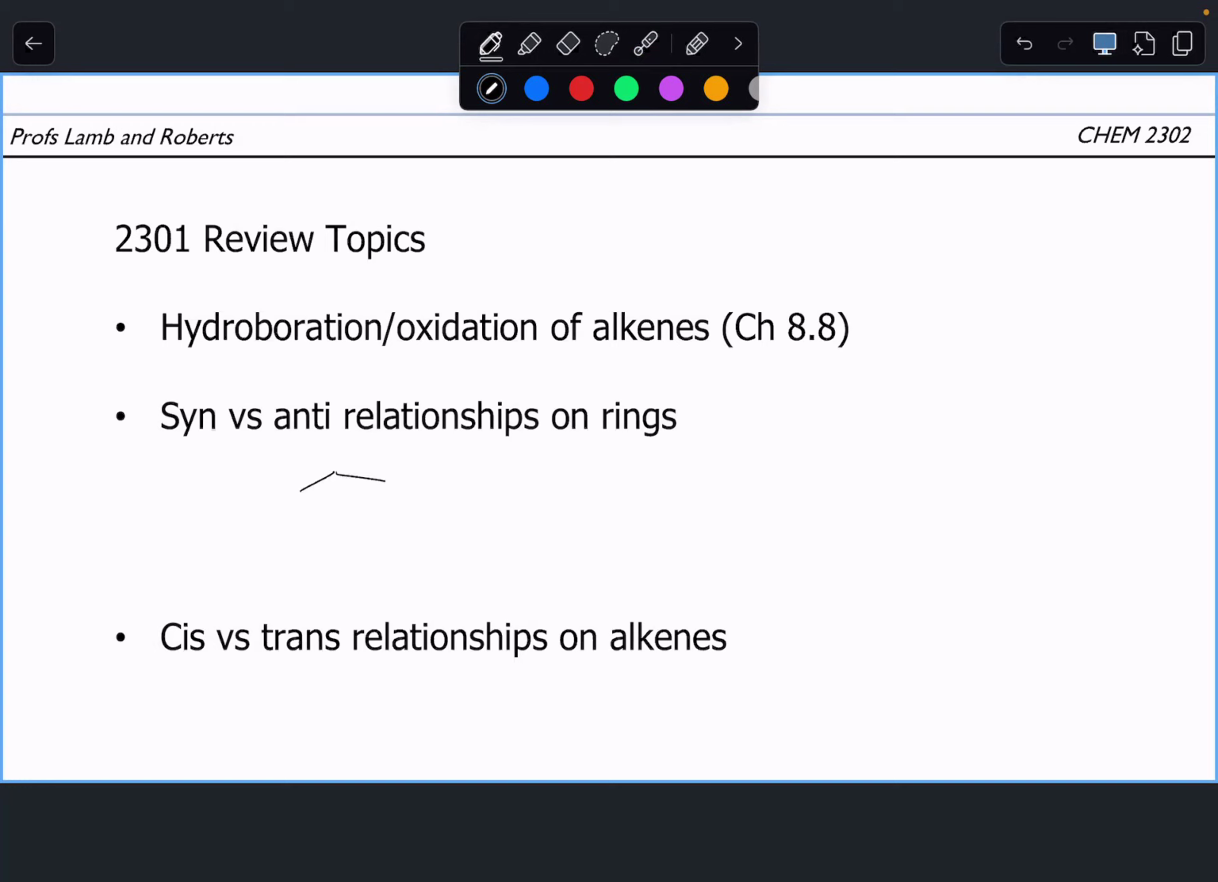If you have two substituents, it doesn't have to be on a ring, but it's easiest to see on a ring. If you have two substituents on the same side, that has a syn relationship. Whereas if you have one substituent coming at you and one substituent going back, that is an anti relationship.